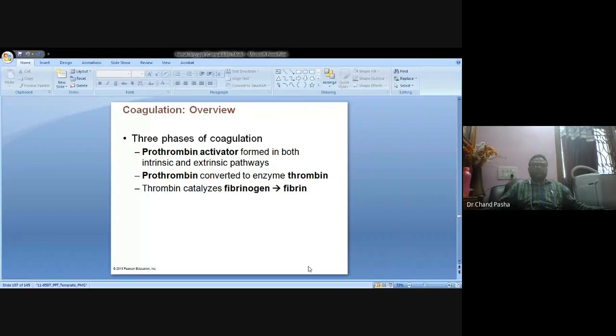Prothrombin is activated in the first step. For this one, intrinsic as well as extrinsic factors or pathways will be useful. Intrinsic are within the body, and extrinsic is the one which is coming from outside, the signal which is coming from outside. Intrinsic is the signal coming from the damaged site, platelet, or blood flow. Those things are intrinsic.